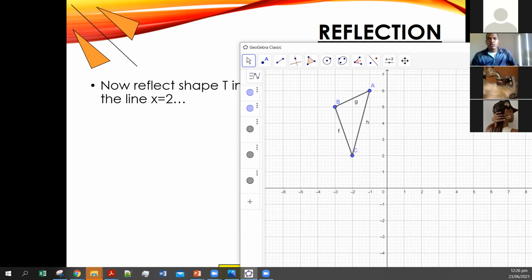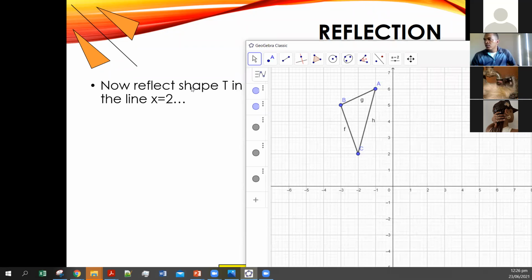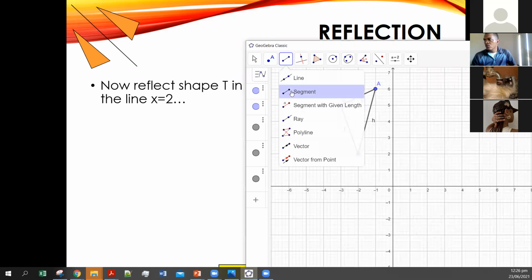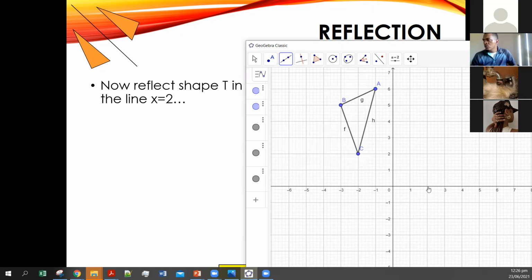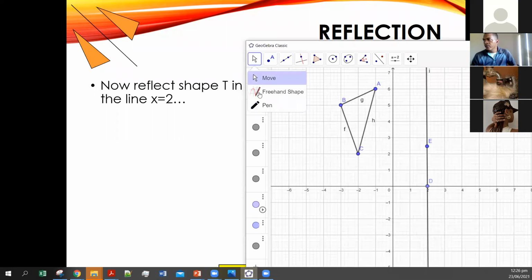Okay, so with this one over here, it says we have to reflect the shape T in the line x equals 2. So the x equals 2 is where I first want to go. When you are here at x, I go to my x-axis, there's the 2, right? So this line over here, you see the straight line, that is my x equals 2 line, okay? So this whole thing here is x equals 2. That is how x equals 2 looks like.